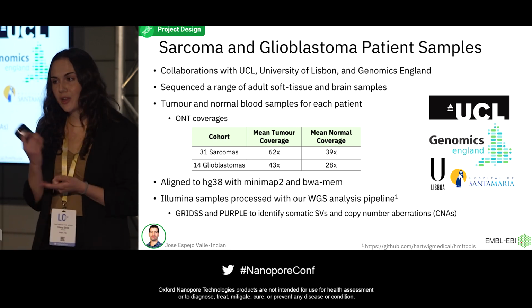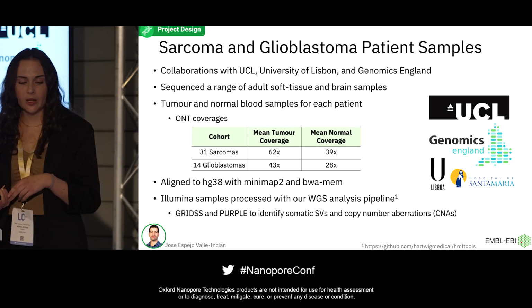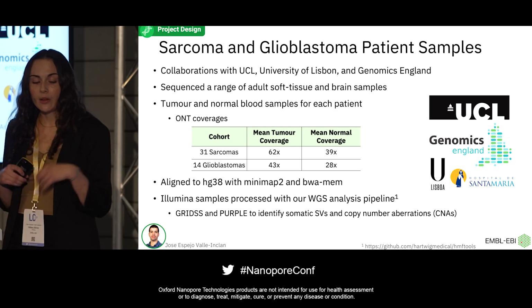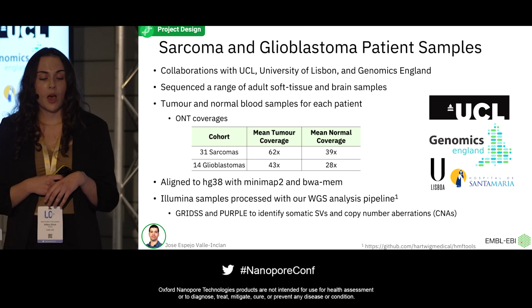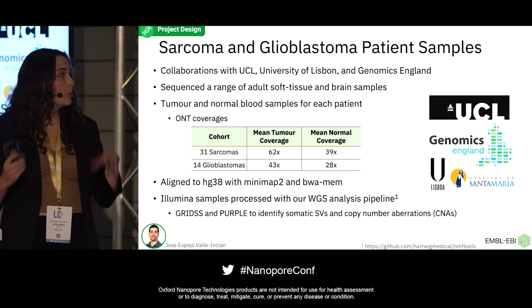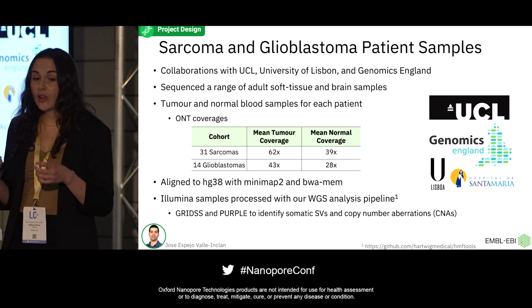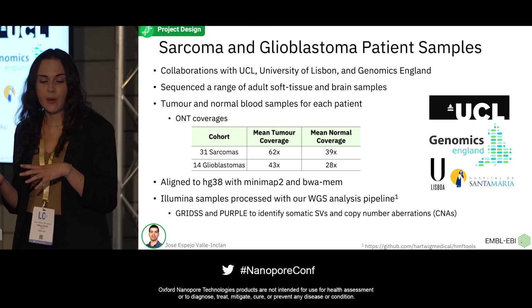OK, so we've got some great clinical collaborators and also some collaborators at Genomics England, that'd be the labs of Adrian Flanagan and Greg Elgar. And with them, we've sequenced a range of adult soft tissue and also some brain samples from Lisbon. So we've got tumor and normal blood samples for each patient. So this is a quick snapshot of our cohort. We also have paired Illumina data for all of these samples.